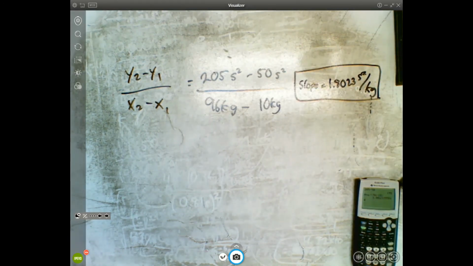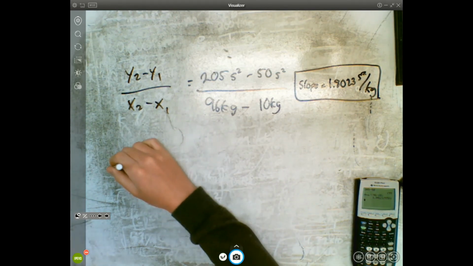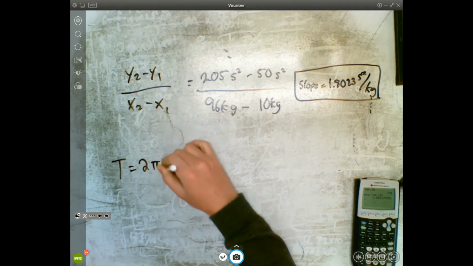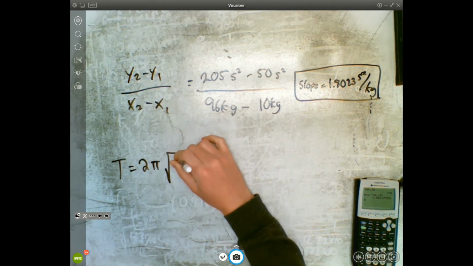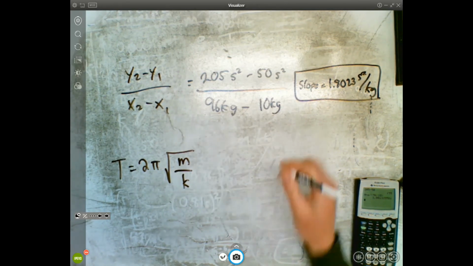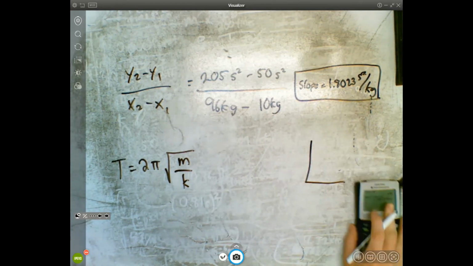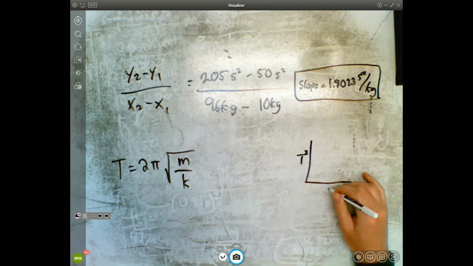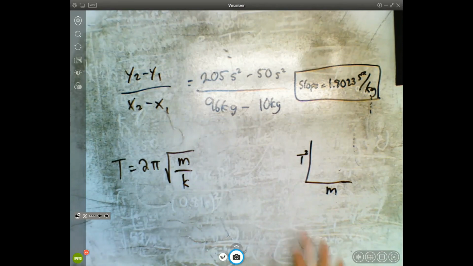So that's our slope. So now we need to use that new skill that we learned earlier this week to use that slope to turn it into a spring constant, right? So our formula is T equals 2 pi square root m over k. But our graph was T squared, so period squared, versus mass, which it doesn't look like that.